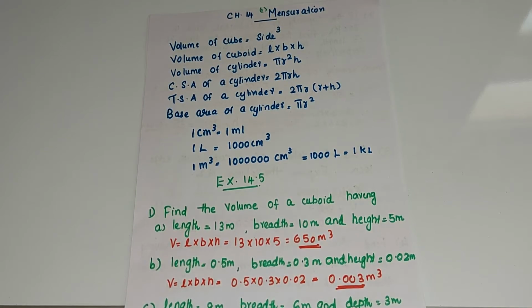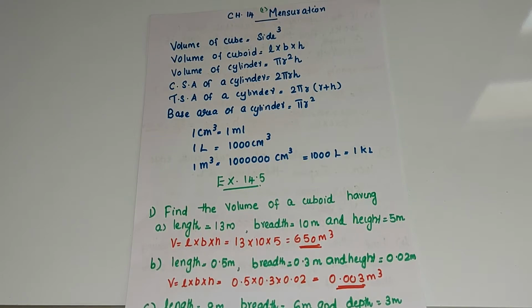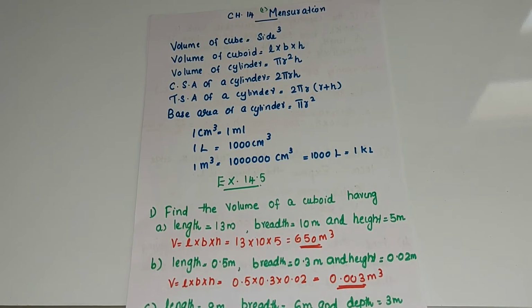Base area of cylinder equal to pi r square. You know the base of the cylinder is of the form circle. So the base area of cylinder equal to pi r square. And 1 centimeter cube equal to 1 milliliter. 1 liter equal to 1000 centimeter cube. 1 meter cube equal to 10 lakh centimeter cube. That's equal to 1000 liter equal to 1 kiloliter.